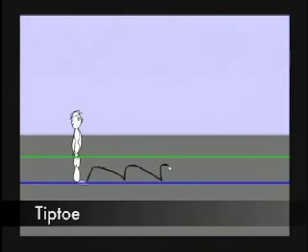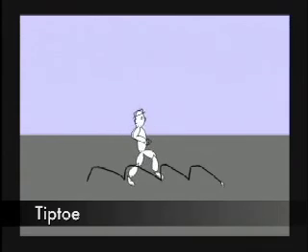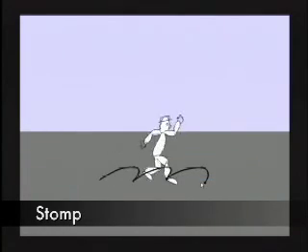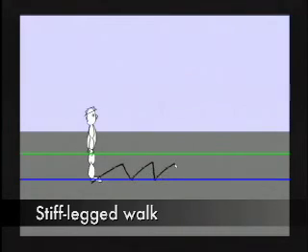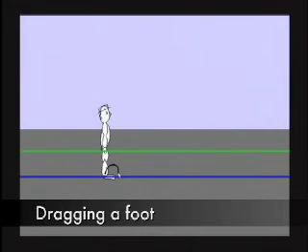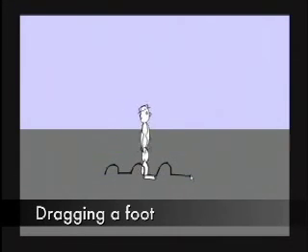We can indicate a tiptoe by shifting the peak of the arc to the left of its midpoint. Similarly, an angry walk can be created by shifting the peak to the right. The stiff-legged walk keeps the swing leg straighter than usual. The swing leg can also be dragged across the ground.